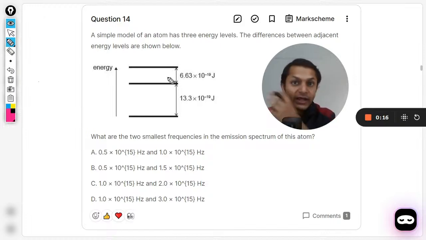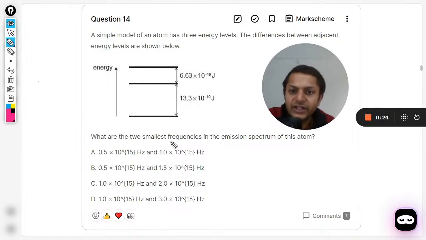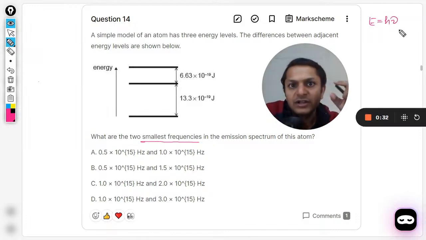Again, I told you, like in a couple of questions earlier, that there will be some questions which will be talking about the minimum frequency or the maximum frequency also. So there it is. We want to have the smallest frequency. So energy is given by h nu. Smallest frequency means that you are concerned with the smallest energy. Smallest energy means smallest energy gap.